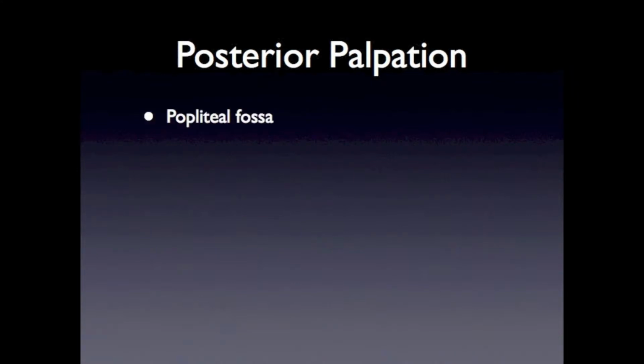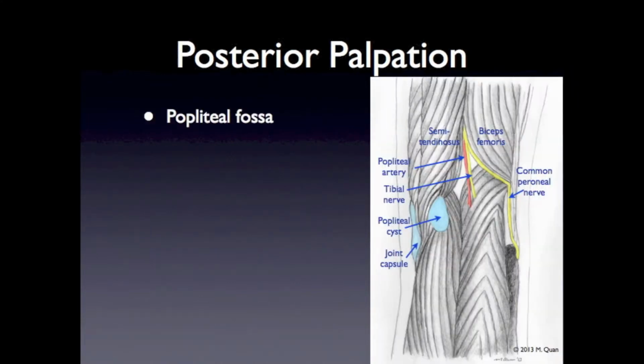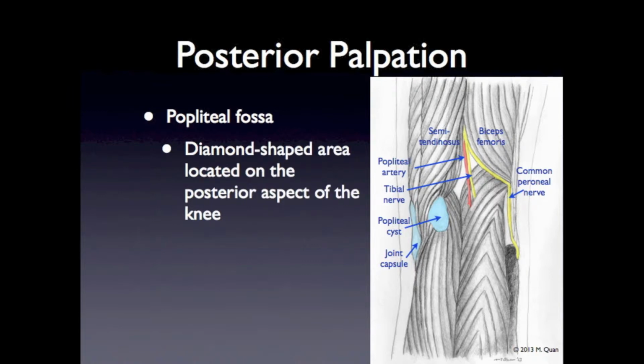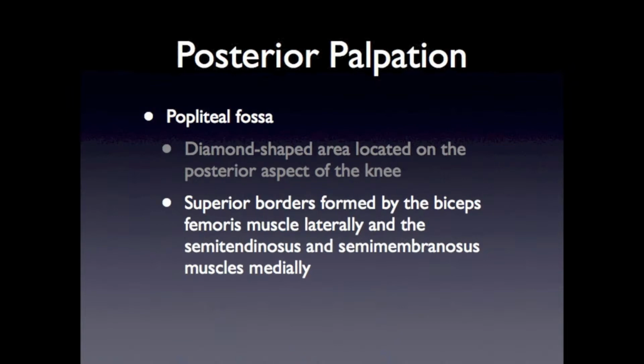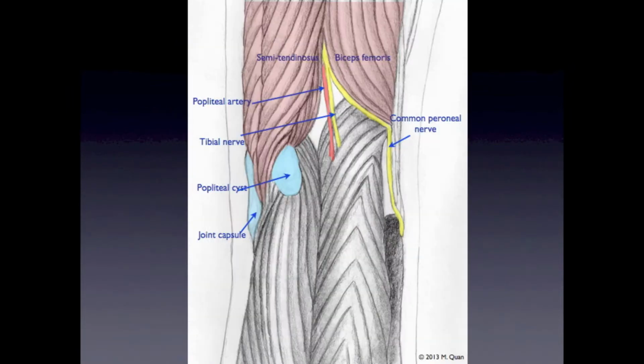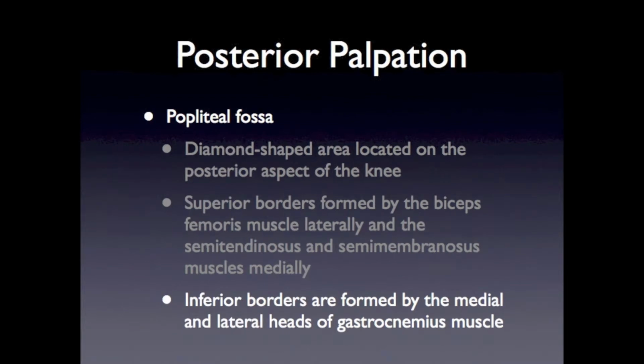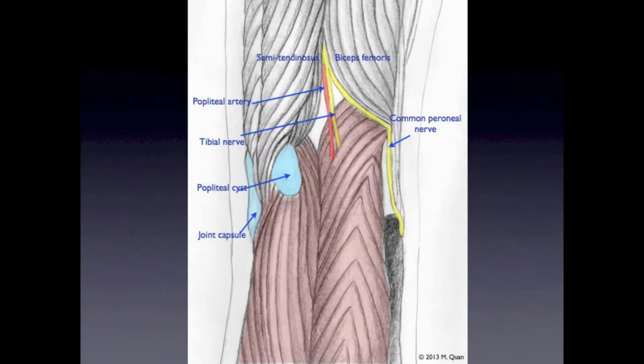In the posterior knee, the popliteal fossa is a diamond-shaped area that is bordered superiorly by the biceps femoris muscle, superior laterally, and the semitendinosus and semimembranosus muscles, superior medially. The inferior borders are formed by the medial and lateral heads of the gastrocnemius muscle.